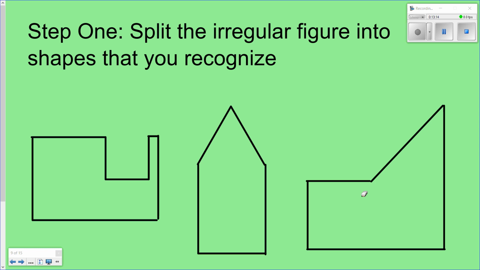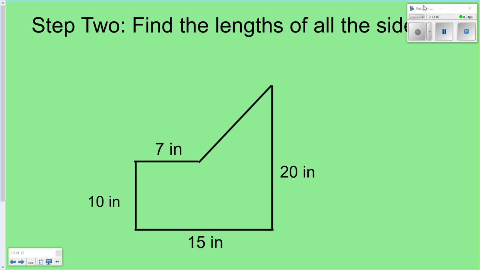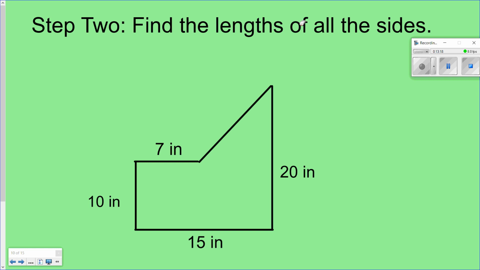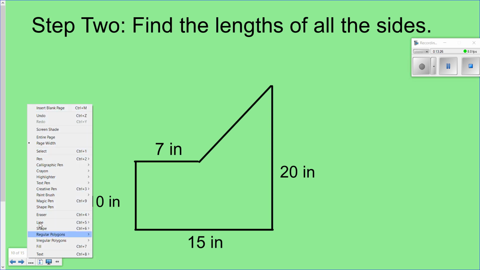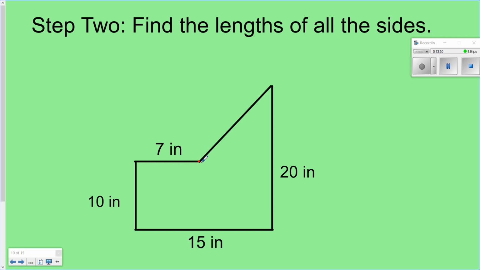All right, so what's the second step? The second step is find the lengths of all the sides. So let's say this is my figure, which I showed you before. What you have to do first is split it into two figures. So let's go back and split it into two figures. I'm going to split it like this just because that's what I see it as. Now, if you split it into something else and find the area, guess what? It's probably going to be the same answer. So don't worry about it.